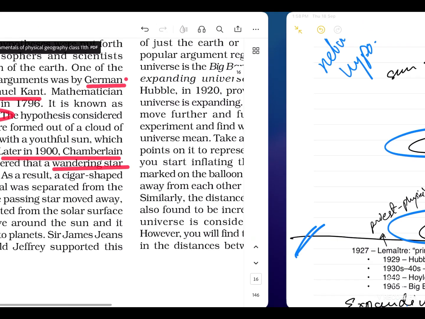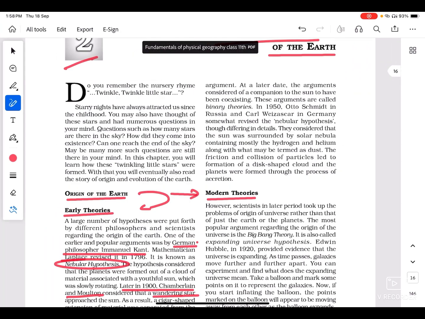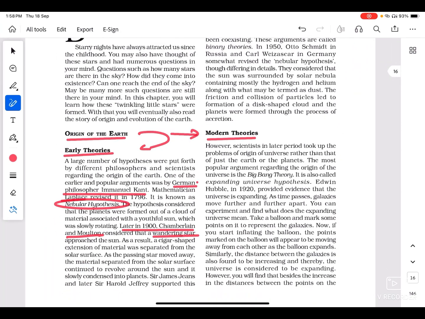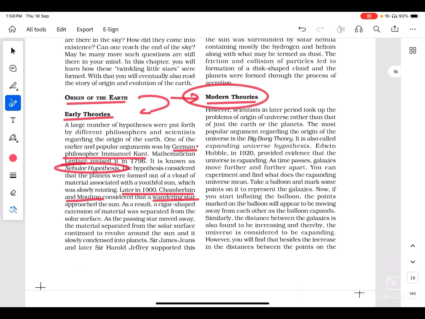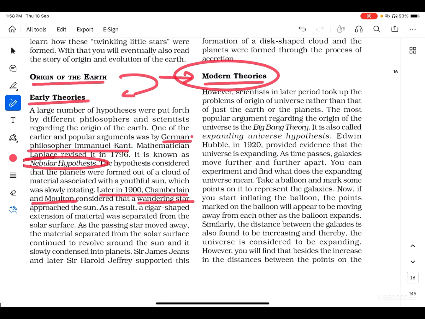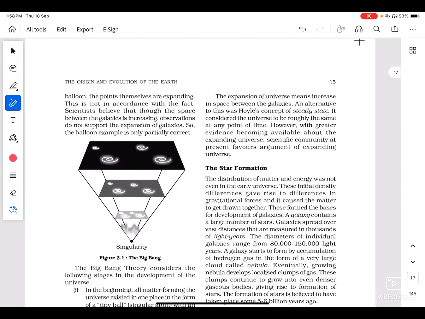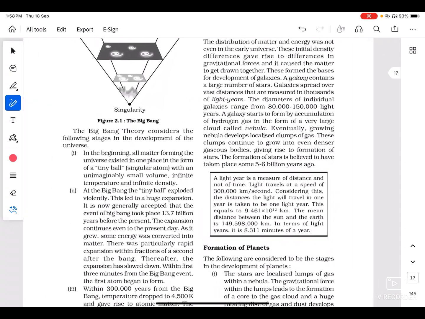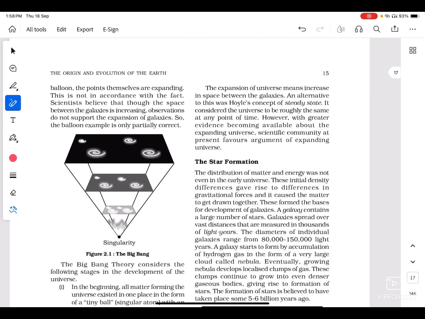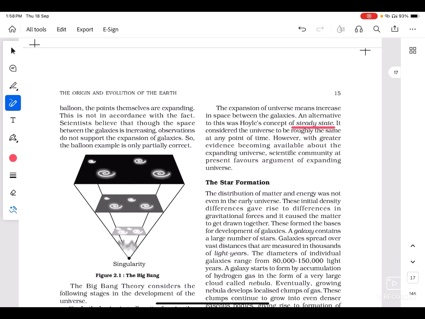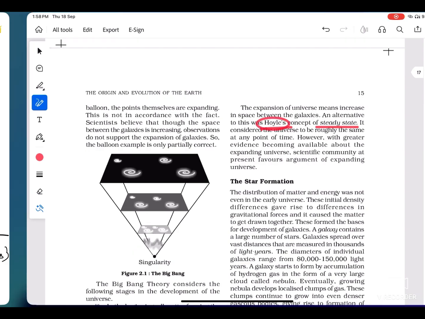These are our early theories. Now, let's look into the modern theories. One of the most widely accepted by the scientific community is the Big Bang theory, also known as the expanding universe hypothesis. But there is one more modern theory, the steady state theory given by Sir Fred Hoyle. We'll look into this theory first.